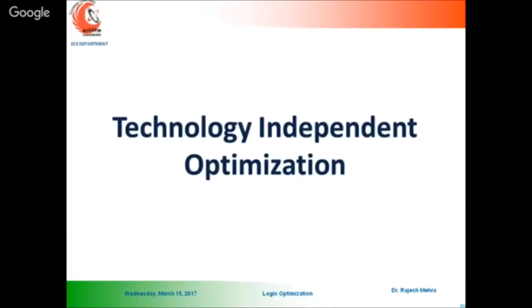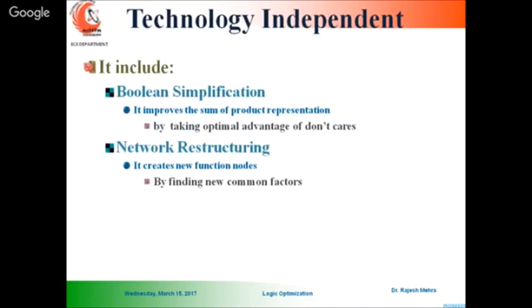So now we are going to discuss first technology independent optimization. Right? In technology independent optimization, it depends upon Boolean simplification. Boolean simplification improves what? Sum of product terms. You try to make pairs. If you can make groups of larger variables, it reduces the number of product terms, right?